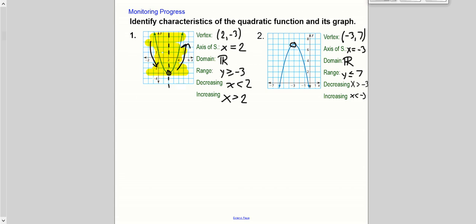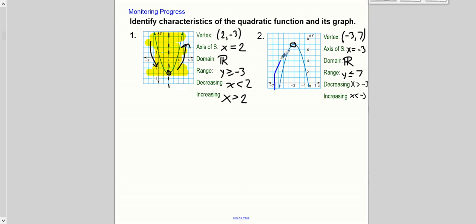Check your answers with mine. This parabola opened down, so now our range, y had to be less than or equal to the y value of the vertex, because it's going down. We now want all of these numbers less than or equal to 7. And then our graph went the opposite direction.